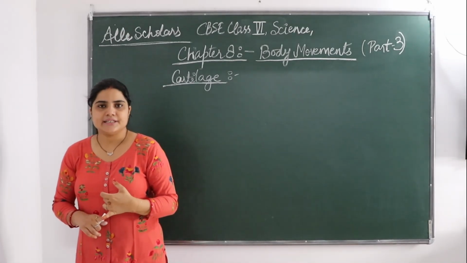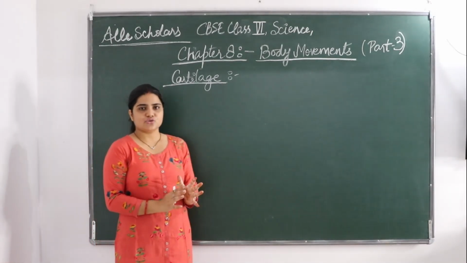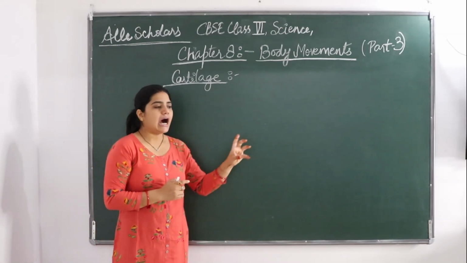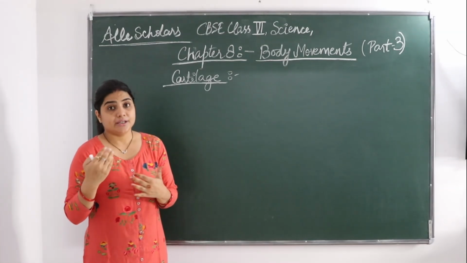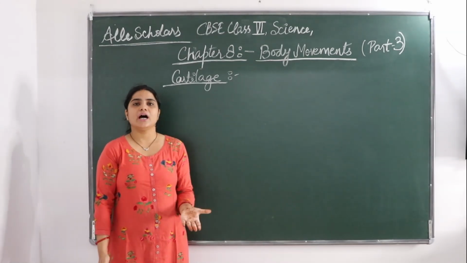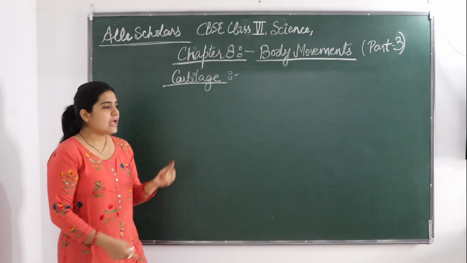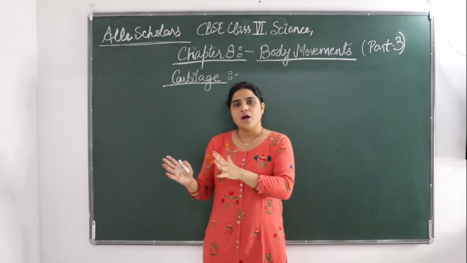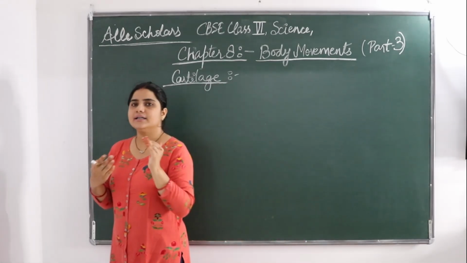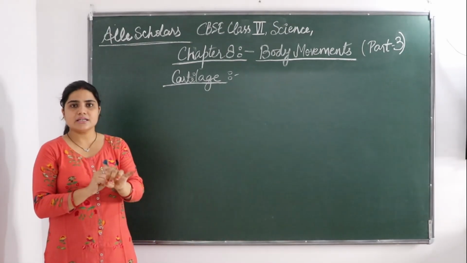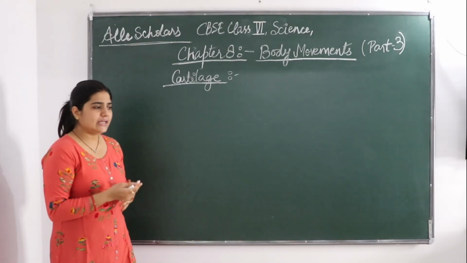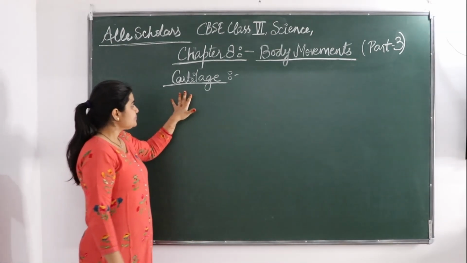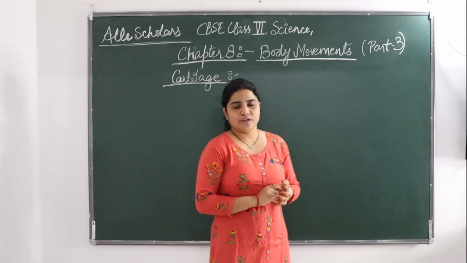Cartilage is soft, but if we compare it with the skin, it is harder than skin. If we compare it with bones, it is softer than bones. So cartilage is softer than bones but harder than skin. Our cartilage is harder than our skin, but softer than the bones inside. Now the question is, where are they available?